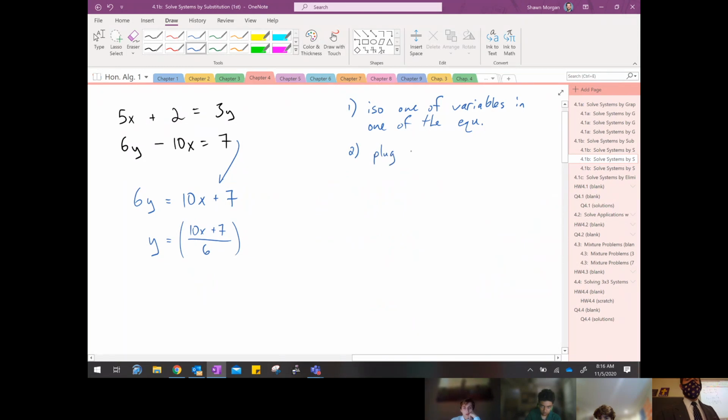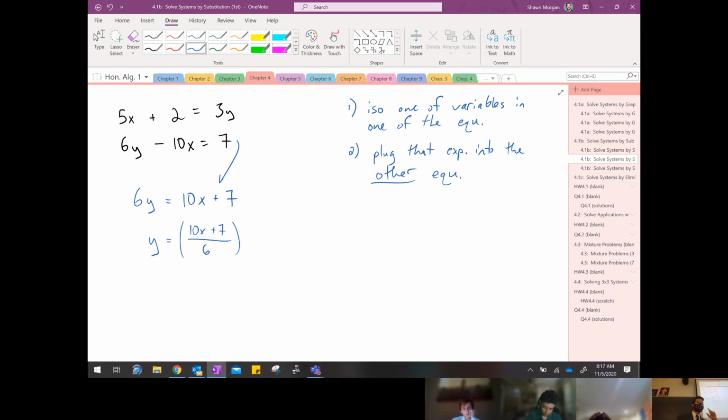Plug that expression into the, watch this, I'm going to underline it, other equation. Quinn chose to get Y by itself in the second equation. They got Y by itself for me, and we got our expression, and we're going to plug it back into the first equation now.